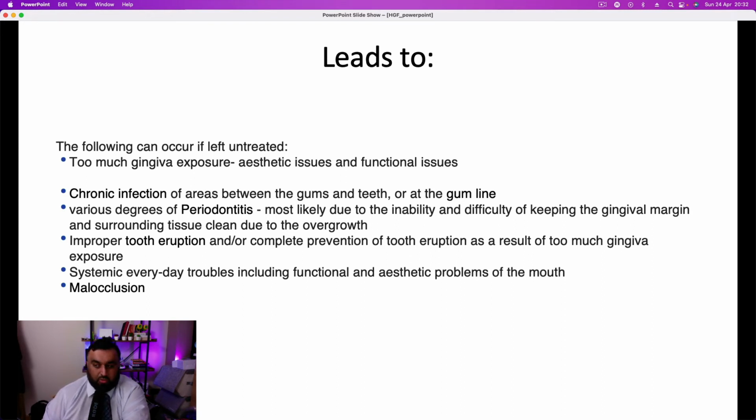There will obviously be chronic areas of infection, which will be very difficult to clean since there's so much more gingiva than would normally be present. There's various degrees of periodontitis, again due to the difficulty of cleaning the oral soft tissues adequately. There will be improper tooth eruption and or prevention of tooth eruption leading to too much gingival exposure, and there will be everyday troubles with functional and aesthetic issues with the teeth and malocclusion.